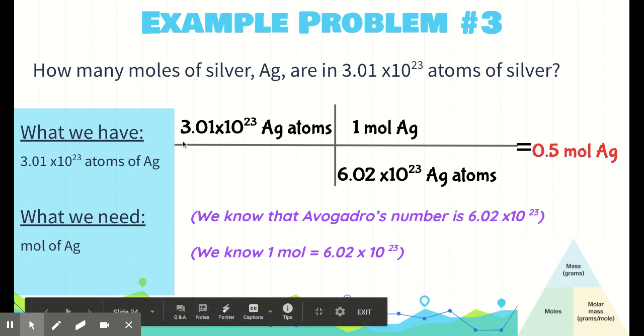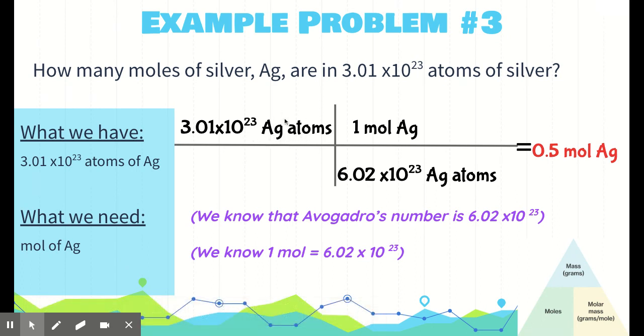So if we start with 3.01 times 10 to the 23rd atoms of silver, that unit has to come down and across. We know that 1 mole of anything is equal to Avogadro's number of atoms. So that's your conversion. So 1 mole of silver is equal to 6.02 times 10 to the 23rd atoms of silver. That's always going to be your conversion.